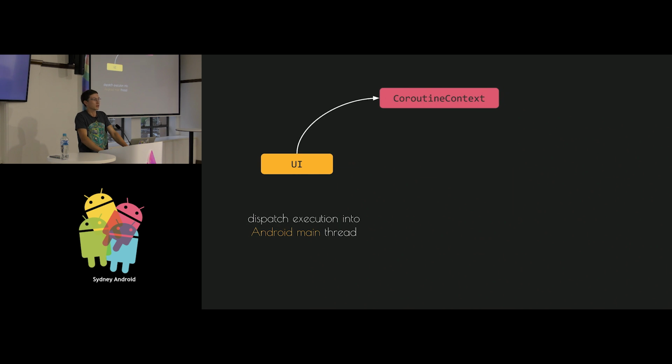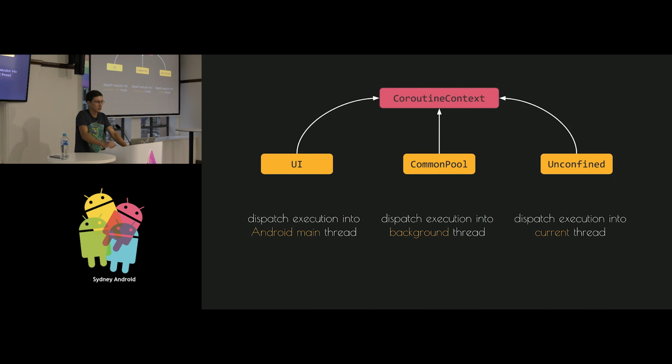Now, the coroutine context. Again, there are quite a few, but I will focus on three main ones. The first one is basically UI, which means I want to execute this coroutine on the UI context and dispatch everything to the main thread. There is CommonPool, which basically dispatches execution into a background thread. And the third one is Unconfined. Unconfined first of all launches the coroutine on the same thread, so basically it dispatches execution into the current thread. And in most cases, Unconfined is used for your tests.